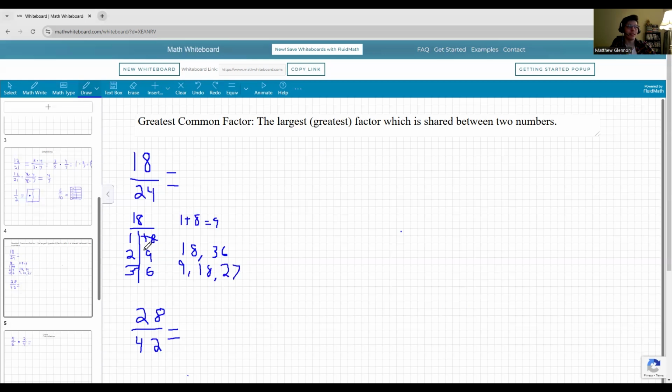It skips by 24 again, so it's not 9. And then we can look at 6. 6, 12, 18. Oh, and then we hit 24. And the cool part about this is you can count along and see 6 times what equals 24, which in this case is 1, 2, 3, 4.